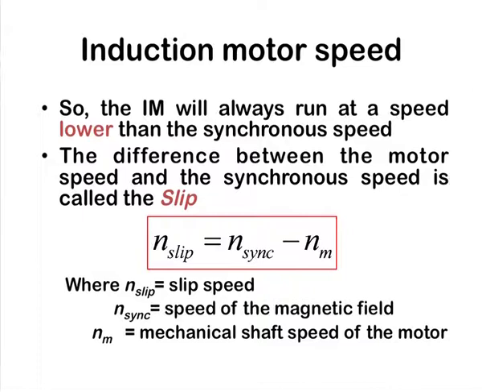And we have also introduced a technical term called slip, because the induction motor will always run at a speed lower than the synchronous speed, and the difference between the motor speed and the synchronous speed is called slip. Mathematically, it is written as n slip equals n synchronous minus n rotor speed. We define this as the slip speed.